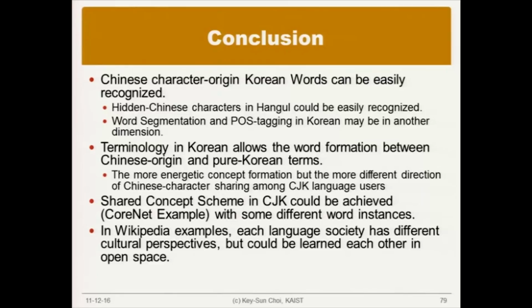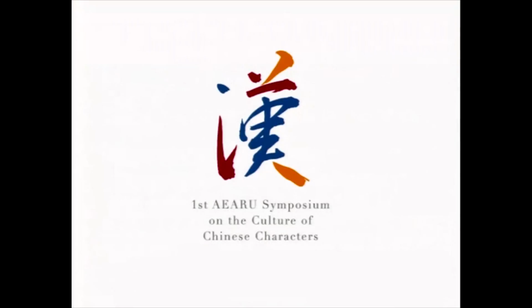And a shared concept scheme in CJK could be achieved with different word instances. And as the Wikipedia examples show, each language society has different cultural perspectives, but they could learn from each other in open space, in cyber or physical communication. Thank you very much.